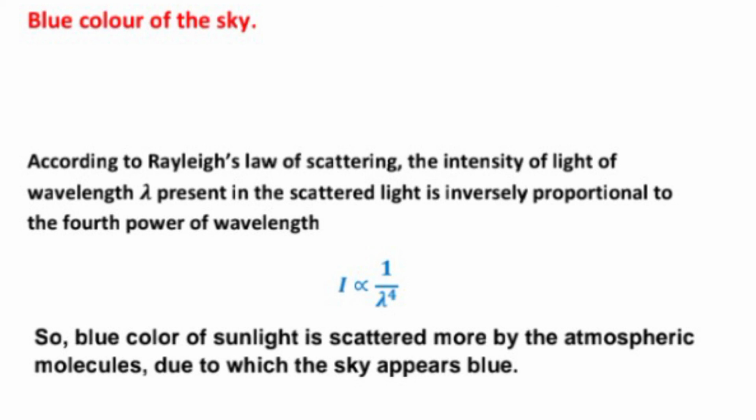Blue color of sky. Why sky looks blue? According to Rayleigh's law of scattering, the intensity of light of wavelength lambda present in the scattered light is inversely proportional to the fourth power of the wavelength. That is, I directly proportional to 1 upon lambda to power 4. So, blue color of sunlight is scattered more by the atmosphere.